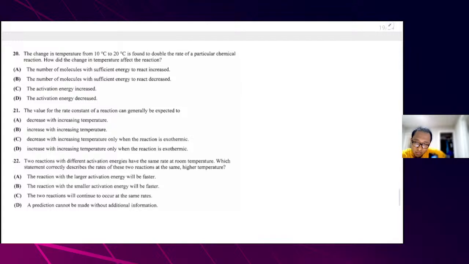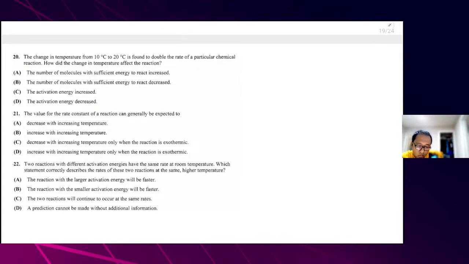Okay, number 20. The change in temperature from 10 to 20 is found to double the rate of a particular chemical reaction. How did the change in temperature affect the reaction? The number of molecules with sufficient energy to react increases. The number of molecules with the activation energy increases.